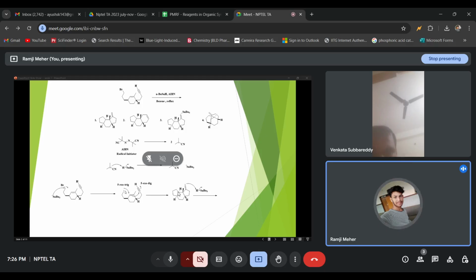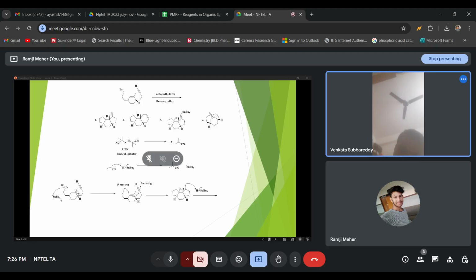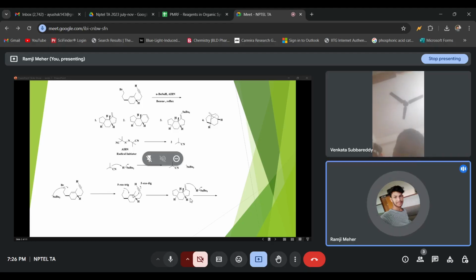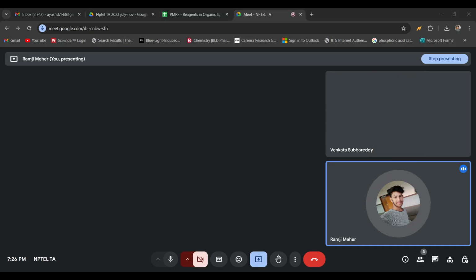You know this one, if this bond is connected to this carbon, then you will get a fused bicyclic compound. This one is if it is connected to this carbon. Yes or no? Okay. And after that it will abstract a proton, yes, and then you will get your corresponding alkene. You won't get the addition of tin butyl, the tin radical, yes.